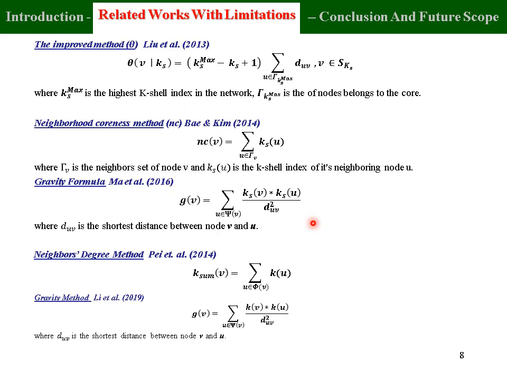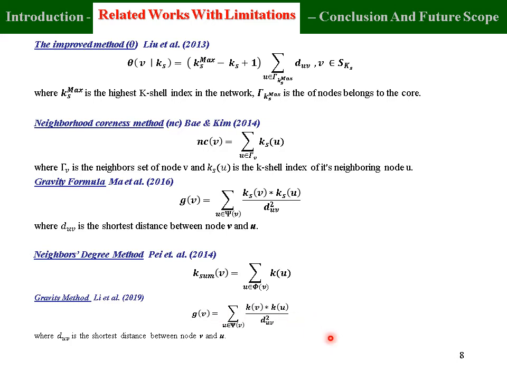Now, the gravity method, by Liu et al. in 2019. This is a very recent work. In this work, they have considered a gravity formula similar to the one in Ma et al. in 2016, but instead of using the KSL index, they used the degree. So the degree of the node and the degree of the neighbor nodes or any distant node, and the distance. One improvement they have made is that instead of KSL they have used degree. Degree is less time consuming to compute and easily available, so it takes less time.